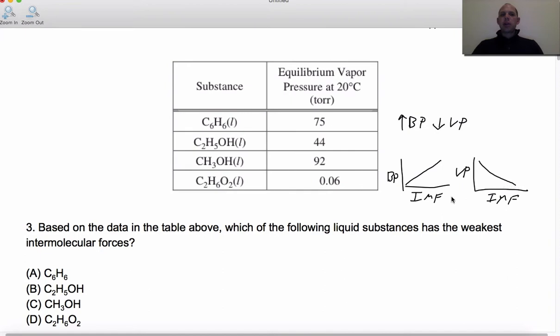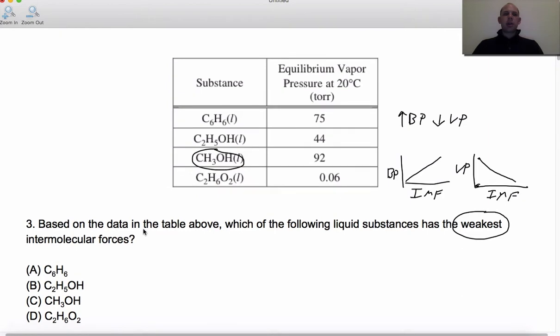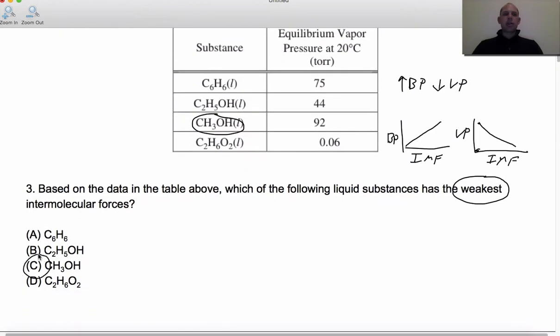like that. So it says which of them has the weakest intermolecular forces? That would be the one with the highest vapor pressure. So in that case, it's C3OH, and the answer is C.